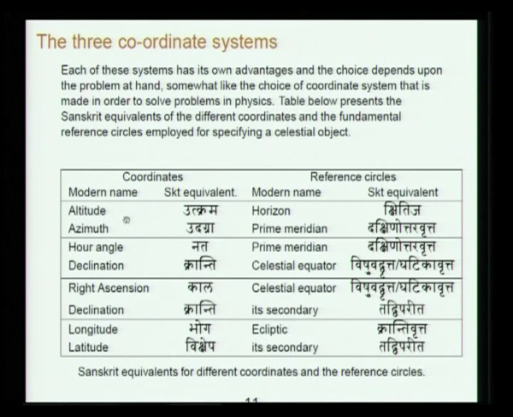The reference circle for the horizontal system is called kshitija, and the prime meridian is called dakshinottara vrutta. For the hour angle in the equatorial system, dakshinottara vrutta is the prime meridian, and the reference plane is vishuvad vrutta or ghatika vrutta. Similarly, for right ascension and declination, the reference is Vishuvad Vrutta or Ghatika Vrutta, and declination is the Tad Viparita.